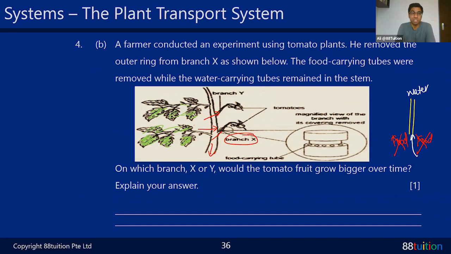If there's no food, something is missing. He's going to get a lot of water because the water continues to come, but food is being cut off. So branch X will start to die also. No food is being given to branch X. So only branch X will fall off. Branch Y will continue to survive. So question, answer, which branch X or Y would the tomato fruit grow bigger over time?